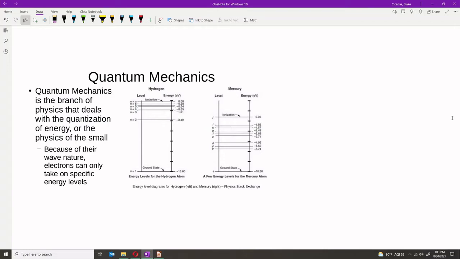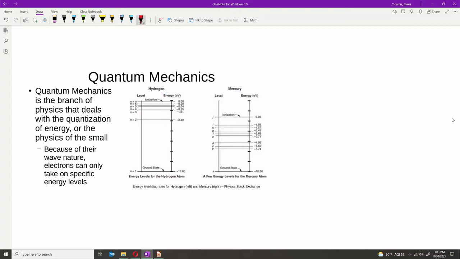to create a microscope. Electron microscope. Instead of shooting photons at it, you shoot electrons at it. And that matters because their wavelengths differ. The electron's wavelength is much smaller, so you might get higher resolution. So that's kind of an advantage of quantum mechanics.